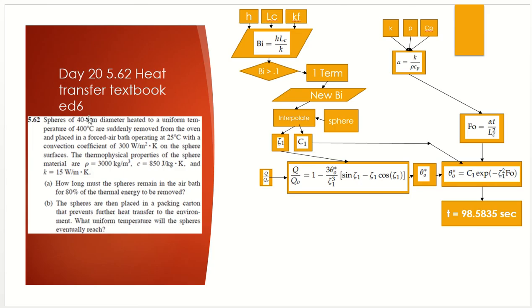A little more different example is going to be our day 20, problem 5.2 from the heat transfer textbook. This is the 6th edition. And so reading through the problem, we do it again, we plug in the values. It says it's a one term, calculates a new Biot number, interpolates, and then what it does is we're given this value, and so it solves for everything in theta star naught. And since these values are inputted as alpha into the Fourier number, then it comes back and it gives us the time.